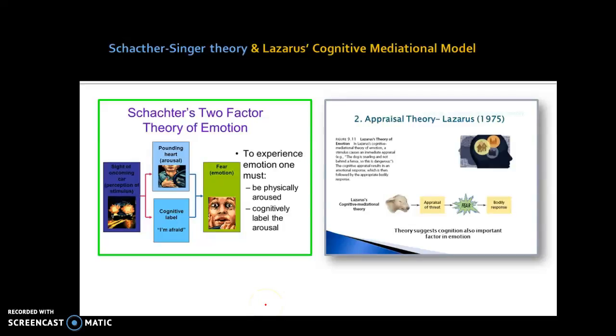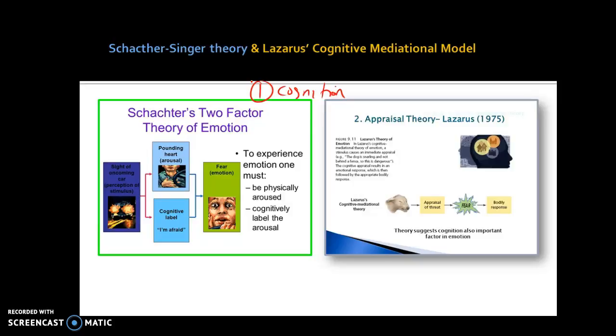In this podcast, we're going to take a look at comparing and contrasting Schachter and Singer's two-factor theory and Lazarus's cognitive mediation model. First thing I want to point out is that these two theories of emotion emphasize the role of cognition. That does not mean that the other theories, Cannon-Bard and James-Lange, do not have a place for cognition. They do. It's just that these two emphasize and prioritize the role of cognition more so than those other theories.